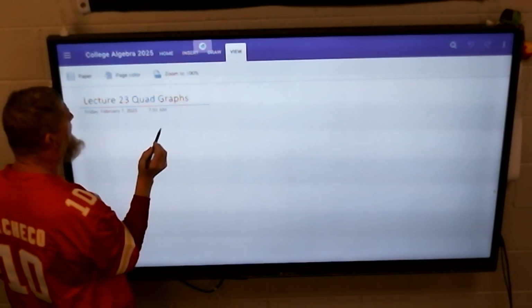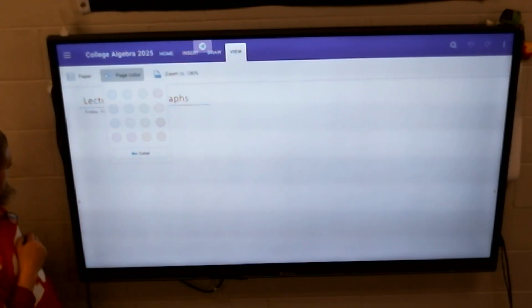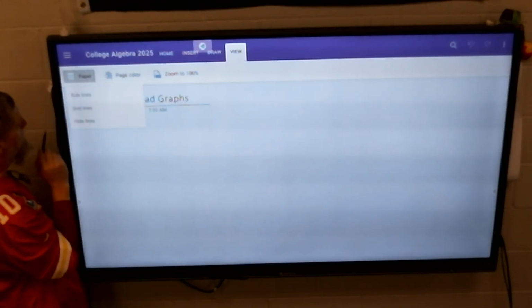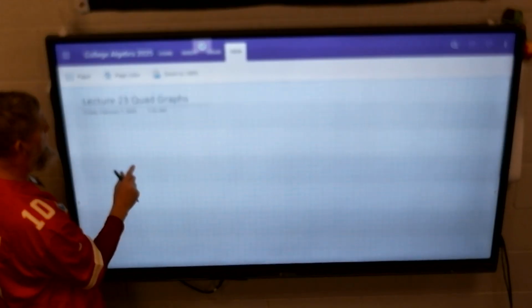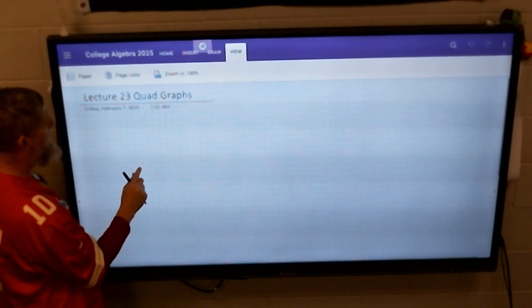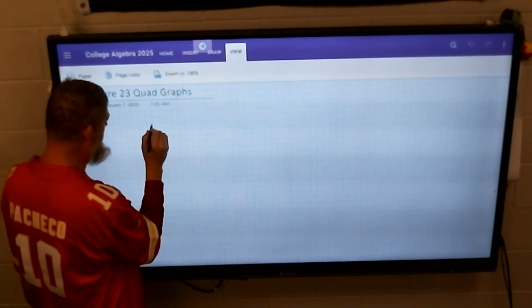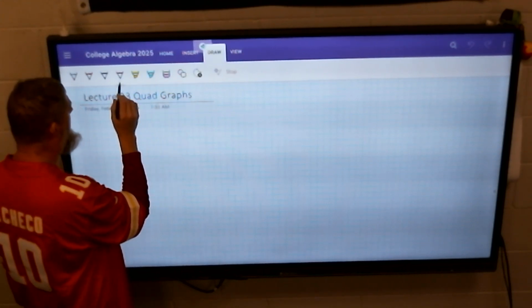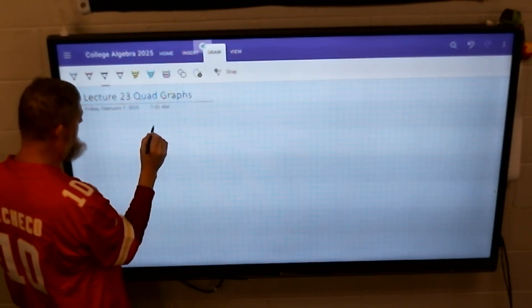What color paper would you like? Blue. Okay. And we need grid paper, right? Grid paper. Okay, very good. So let's go ahead and look at a parabola. So number one, if you're doing Roman numerals, that's fine. I think mine are just basic numbers.